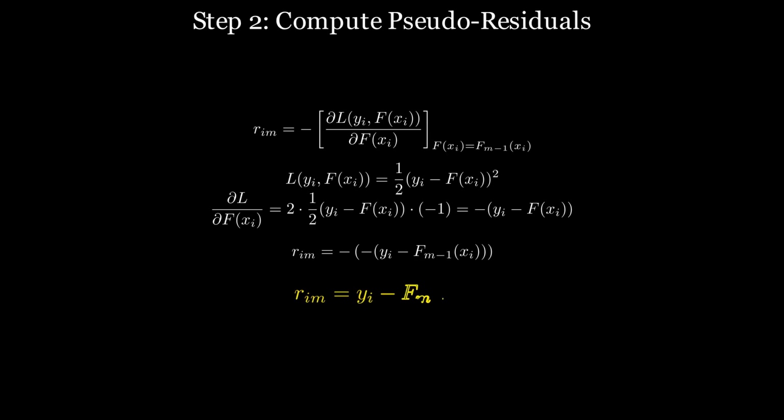And we arrive at a very intuitive result. For the squared error loss, the pseudo-residual is simply the true value minus the model's current prediction. It's the standard residual you're already familiar with. This is a key insight. The algorithm learns by fitting a new model to the errors of the previous one. For other loss functions, the pseudo-residual would be different, but the principle is the same.